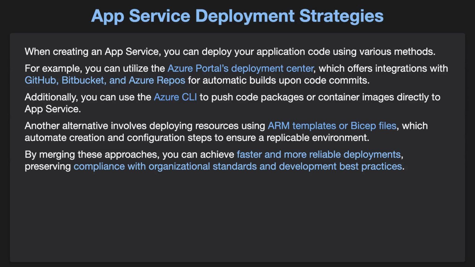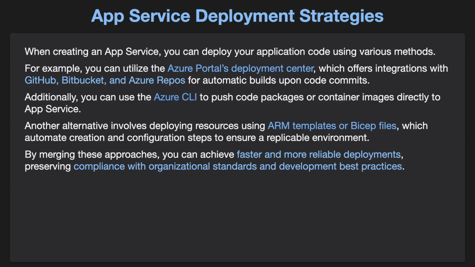When creating an app service, you could deploy your application code using various methods. For example, you can utilize the Azure Portal's Deployment Center, which offers integrations with GitHub, Bitbucket, and Azure Repos for automatic builds upon code commits. Additionally, you can use the Azure CLI to push code packages or container images directly to App Service.